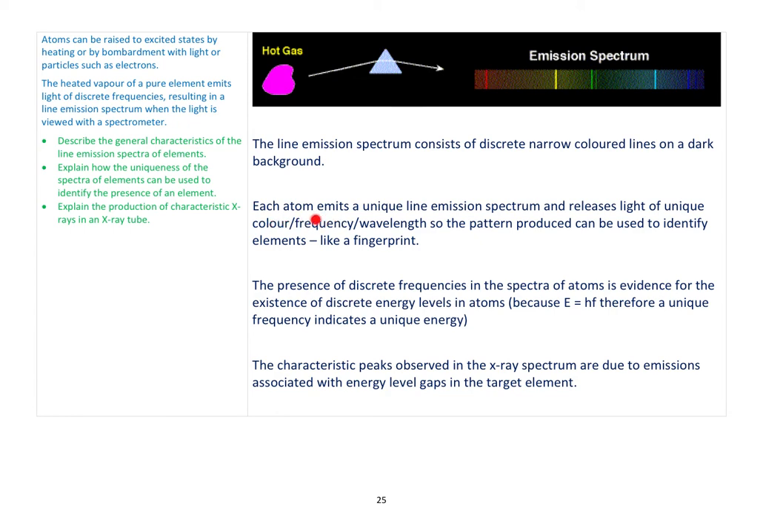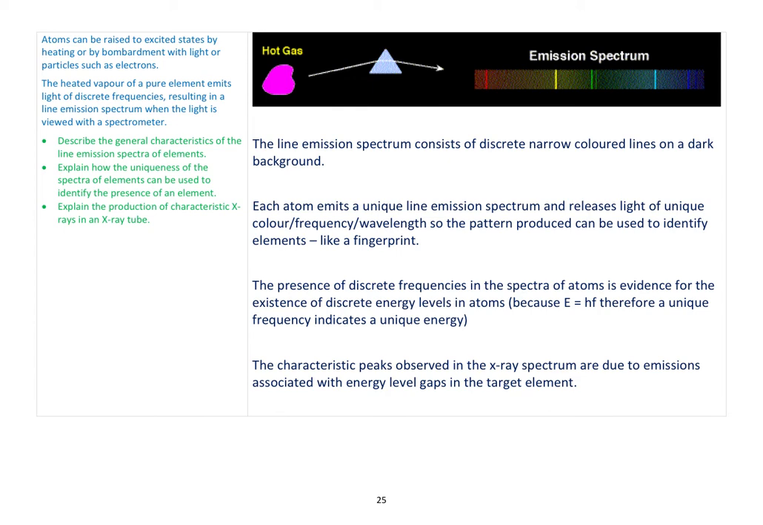Now, each element emits a unique line emission spectrum and releases light of unique colour or frequency or wavelength. Again, we can use them interchangeably. They all essentially represent the same thing. So the pattern produced can be used to identify elements like a fingerprint. So if you take a different element, then this will release a different set of frequencies, but that range of frequencies will be unique for each element.